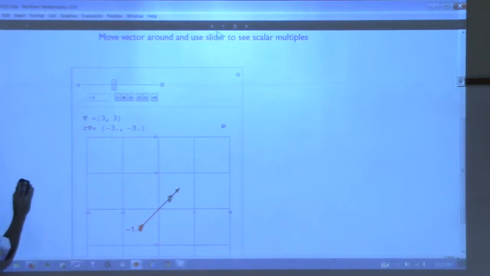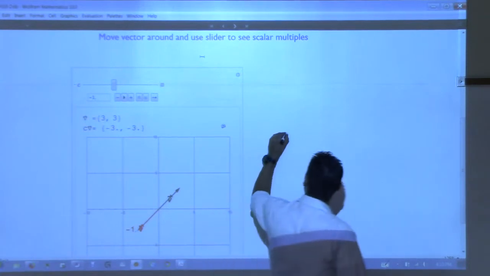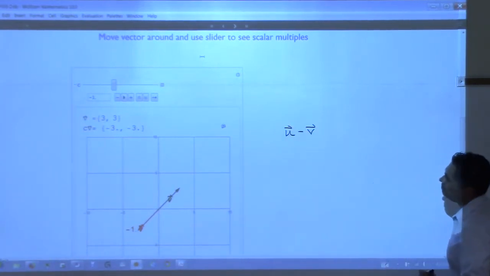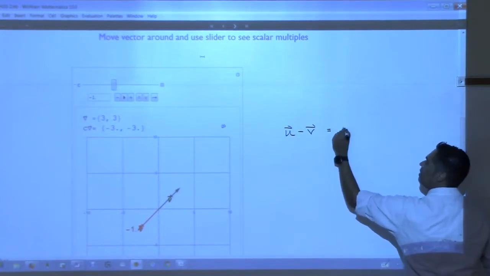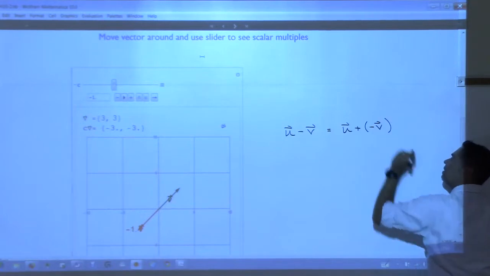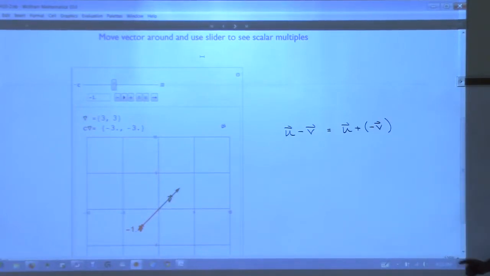So does that help us see how we can handle this u minus v? How do you think we can handle that? Can we look at this as u plus negative v, right? And what is negative v compared to v? It just flips it in the other direction.